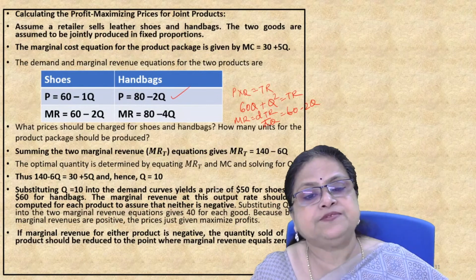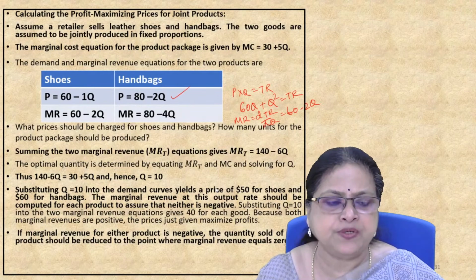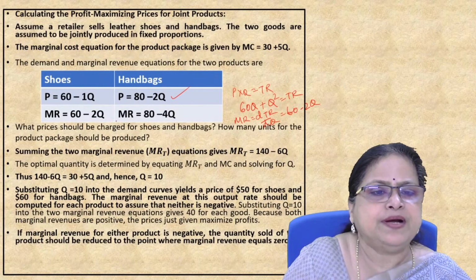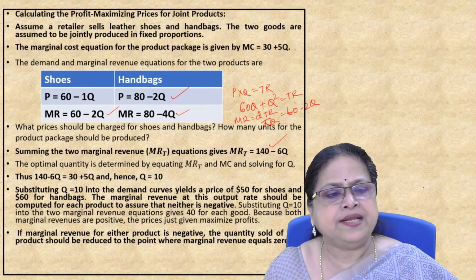What prices should be charged for shoes and handbags? How many units of the product package should be produced? Summing the two marginal revenues, we have to add these two marginal revenues. This one plus this one is giving us 140 minus 6q.